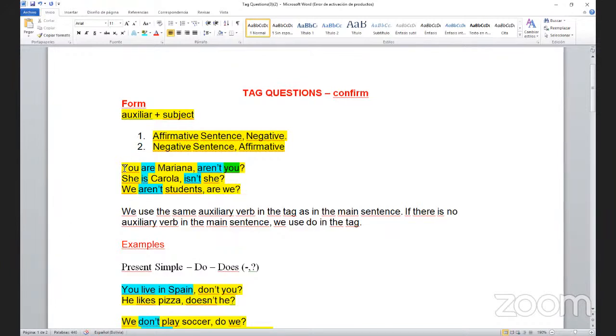So, the sentence affirmative, tag question negative. My sentence is affirmative, my tag question negative. My sentence negative, my tag question positive. In the tag question, the most important thing is that we always use the contraction: aren't. So we use this. Now, here are the examples.